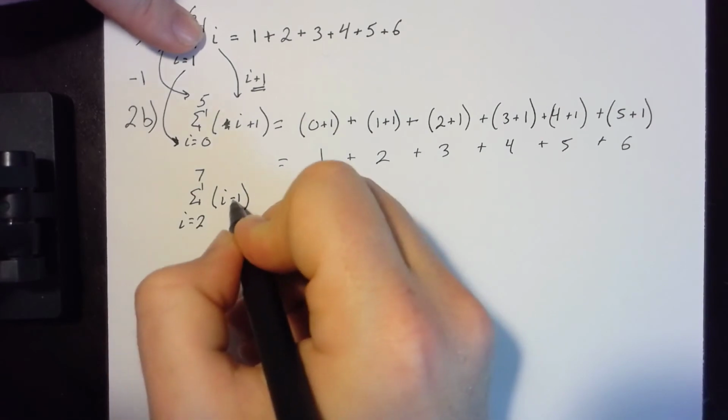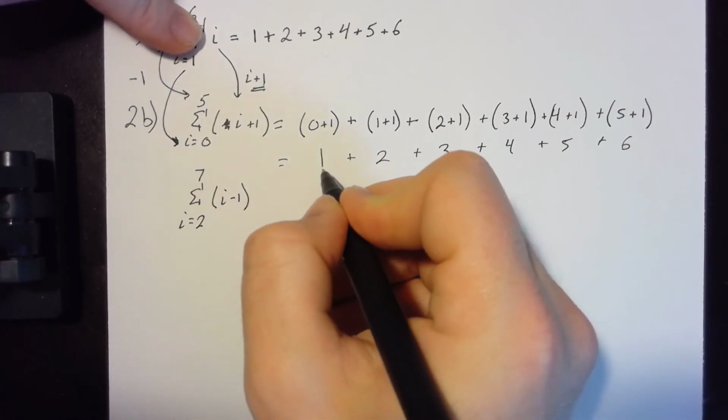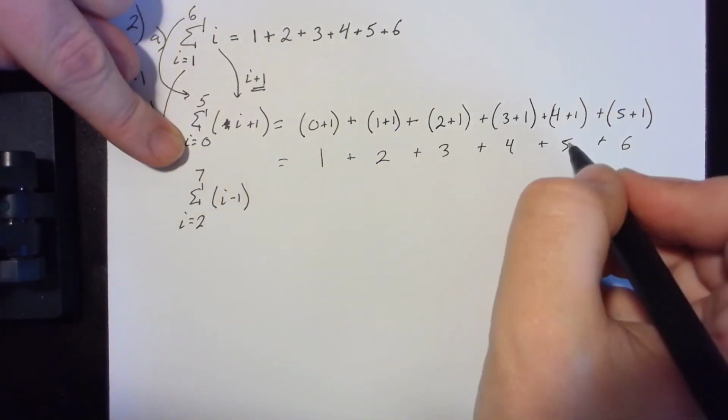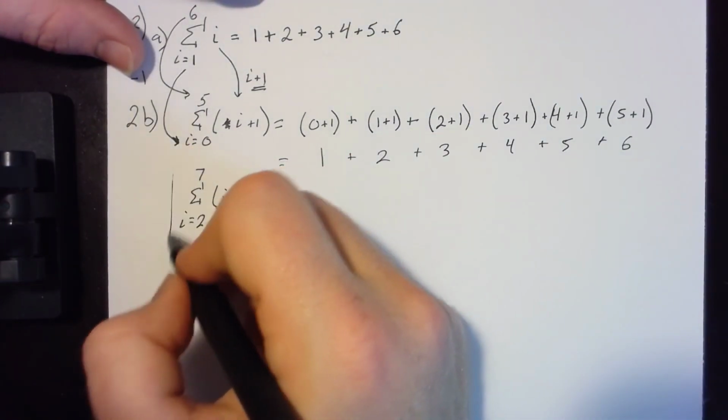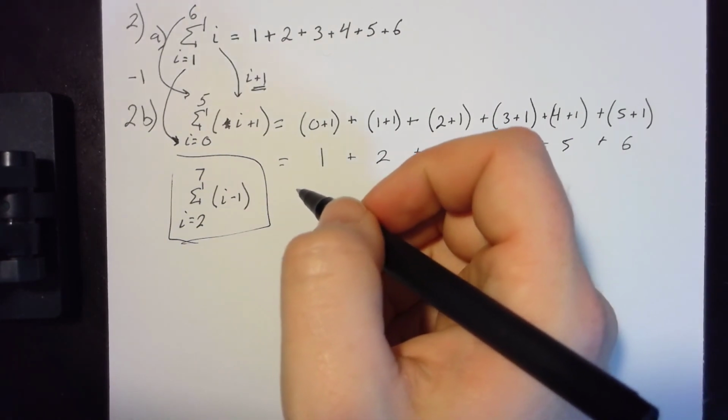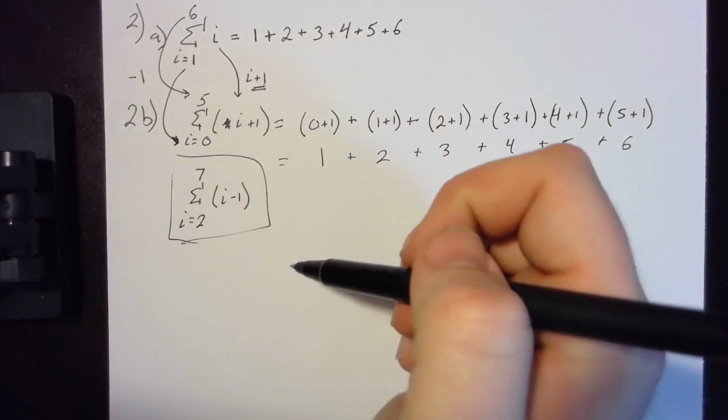And you'll notice if I plug in 2, I get back 1. That's the first term. If I plug in 3, I get back 2, and so on and so forth until I plug in 7 and I get back 6. So this summation would actually be the same. Now again, that's extra notes, that's not necessary, but it's good for us to identify and understand how we can manipulate these summations.